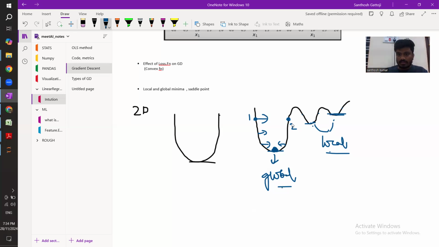That's it. So if it is starting here, it will calculate the slope over here, and the slope will be positive, so it will move here. It will decrease the b, decrease the b, decrease the b. It does this. That's fine. But the problem will come when you start from here.